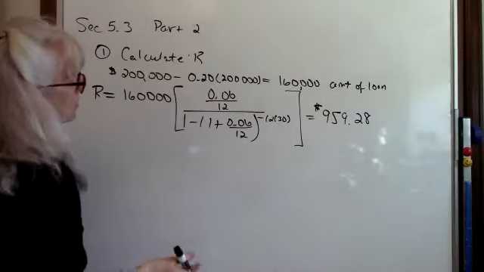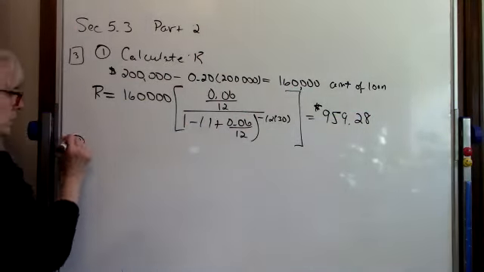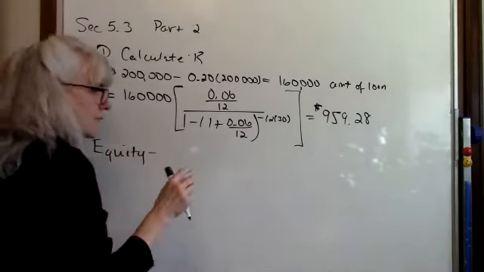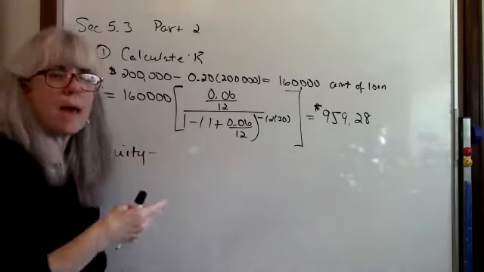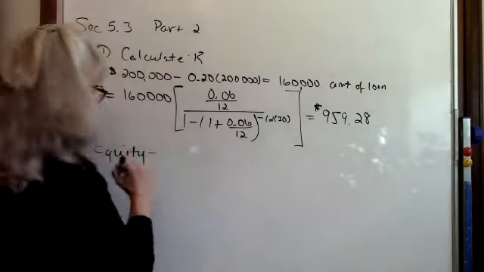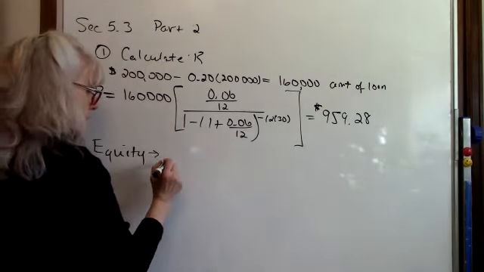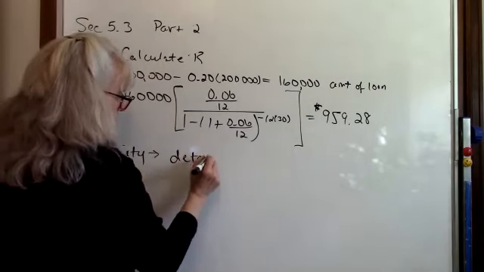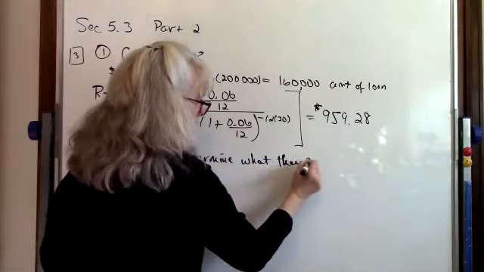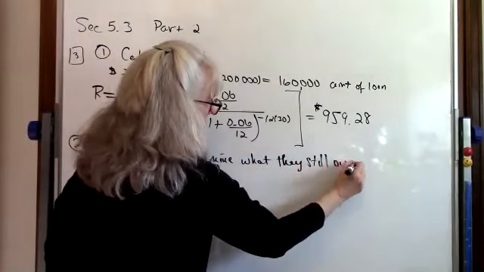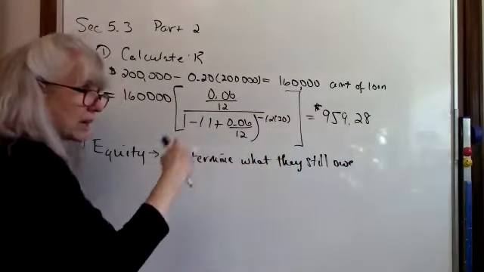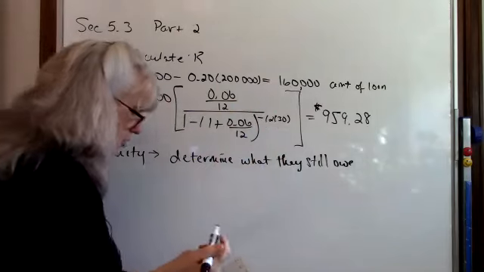Okay, now we're going to flash forward, right? So this is part 2. We now want to figure out their equity. What that means is if they sold the home at that point in time, how much would they be able to pocket after they paid the bank off? So we have to figure out what they still owe on the loan. So the first step is to determine what they still owe. That is a present value problem because we know what the monthly payment is. We know they still have to pay for an extra 20 years, 10 years in.